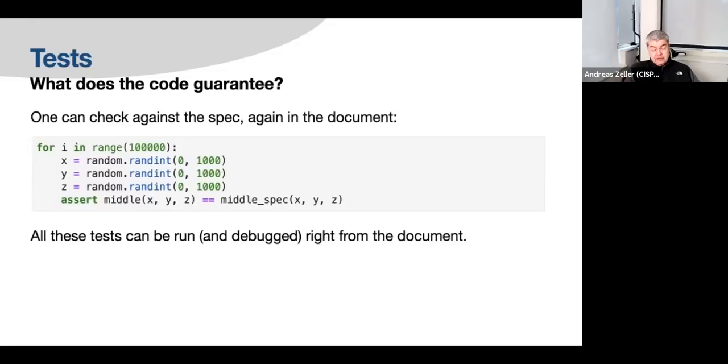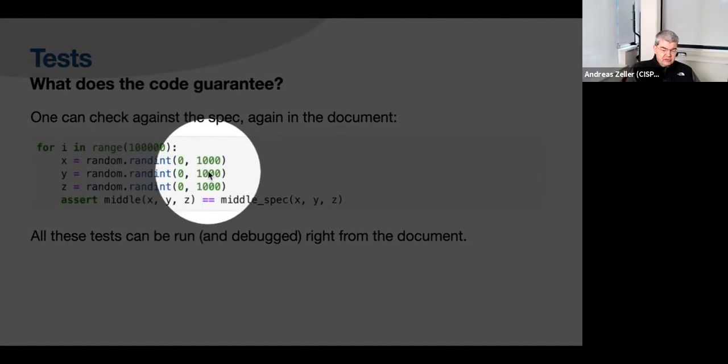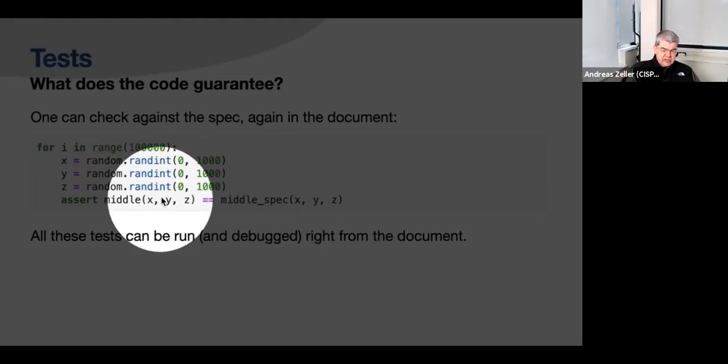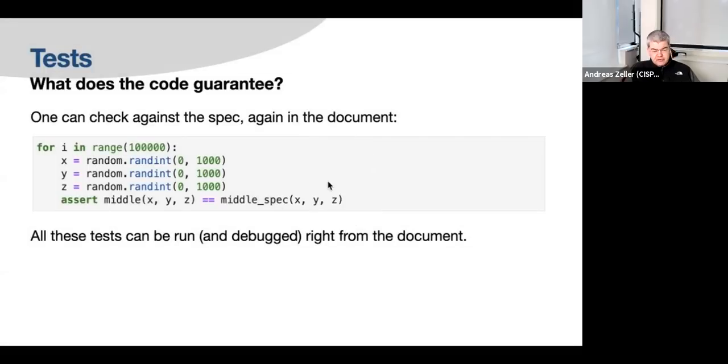And I can also come up with even more tests, like this fairly thorough test. We're creating 100,000 random combinations of X, Y, and Z, all between 0 and 1,000, and we check whether middle is conformant against its specification. Yes, and this again is probably going to run just fine. And this is how we can then finally verify that middle exactly works as intended, assuming we didn't make the same systematic error in the specification as well as in the implementation.